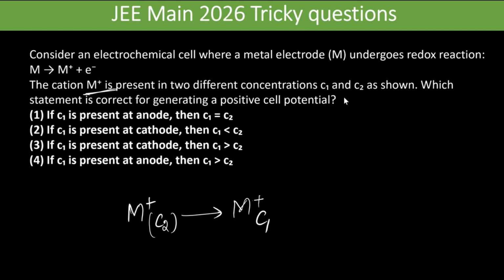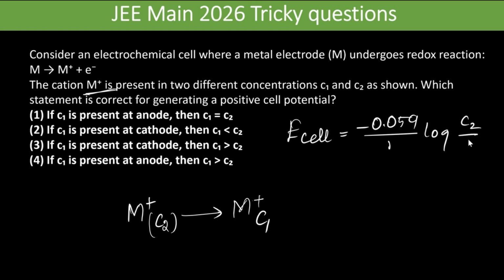So what about E cell? E cell, we know, is minus 0.59 by one electron only, so log C2 by C1. If this value is positive, E cell is greater than 0. If that is greater than 0, then C2 must be less than C1, right?